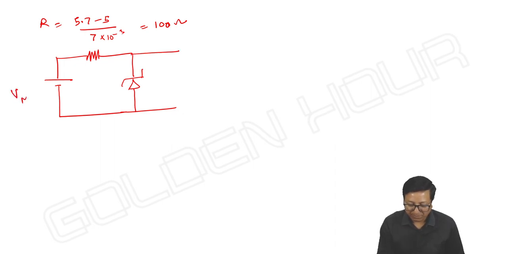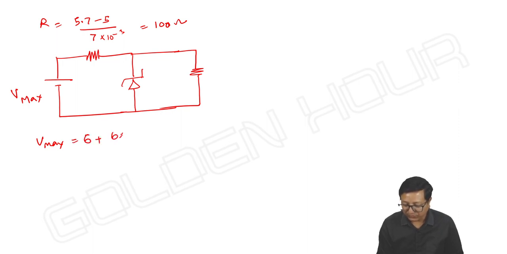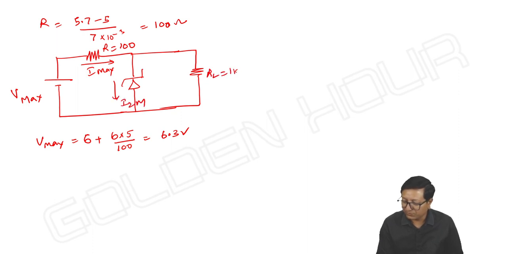V maximum. What is V maximum, friends? 5% of its nominal value. 6 plus 6 into 5 by 100. Anyway, 0.3 it is. 6.3 volts. R is found to be 100 and this current is maximum. That time current through the Zener diode is maximum. RL is equal to 1K and IL is equal to 5 milliamperes.